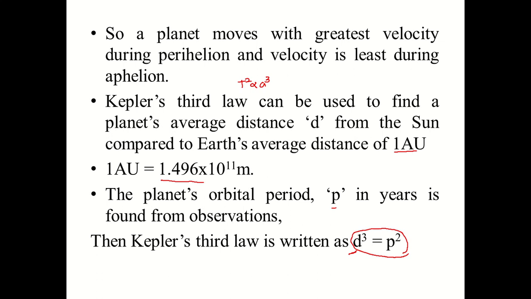Now, if we consider dE as the Earth's distance, then dE cube is proportional to PE square, that is, Earth's period. And if you consider a planet whose distance is, let's say, dP, then dP cube is proportional to P square.